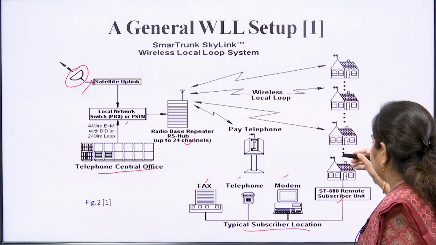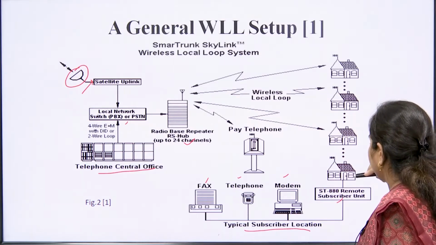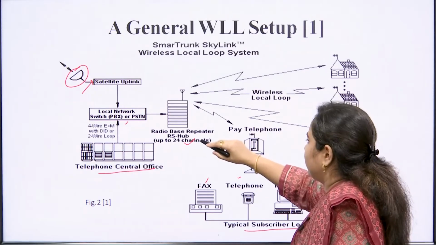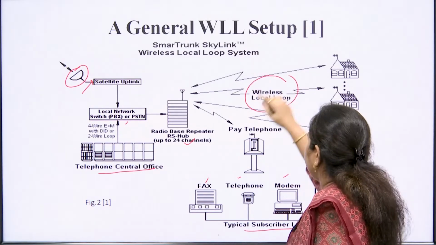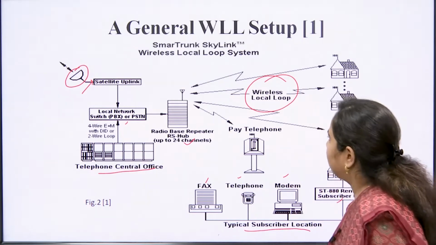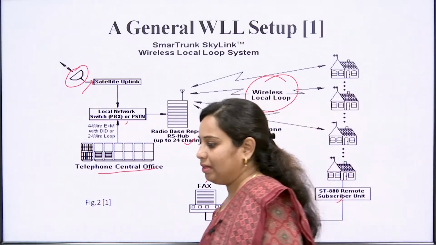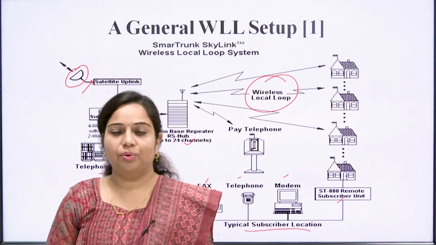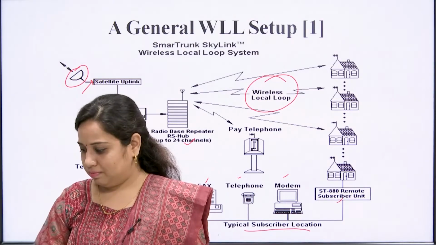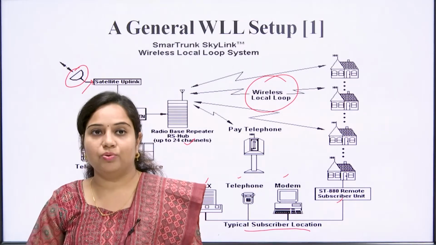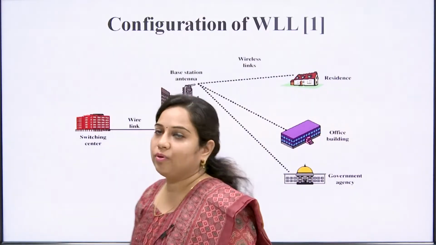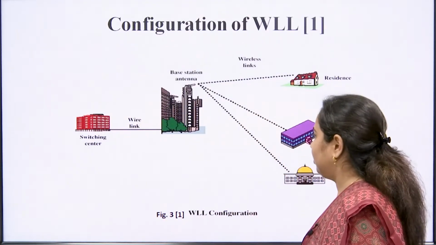So, all these are connected to this typical subscriber location. Now, since you have seen that a number of different locations are connected to this radio based repeater using this wireless local loop, this is the generalized kind of WLL setup, which shows how these different operations can be done using a wireless local loop. Now, this is the configuration of WLL.